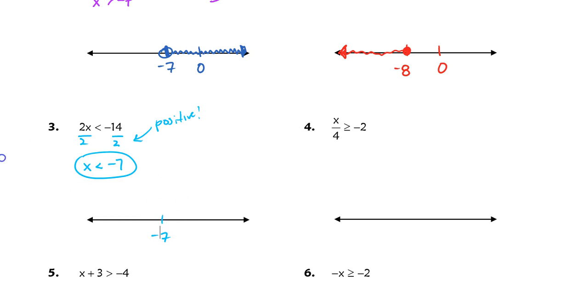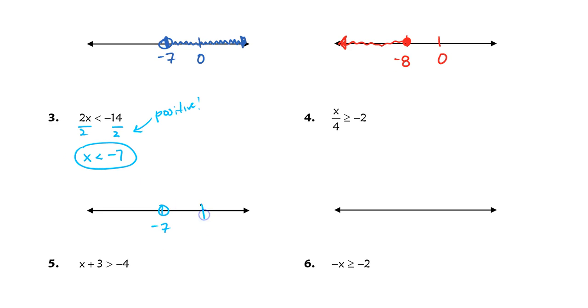We'll put negative 7, open circle, 0 on the right of that, and then we're going to shade to the left. Now in example 4, to get x alone, this time we'll just multiply by 4. Once again, we are not multiplying or dividing by a negative, even though our answer has a negative in it. That's okay. We multiplied by a positive 4, so we don't flip the sign here, we keep the sign the same way. So we're going to have negative 8 here, closed circle on the negative 8, shaded all to the right.